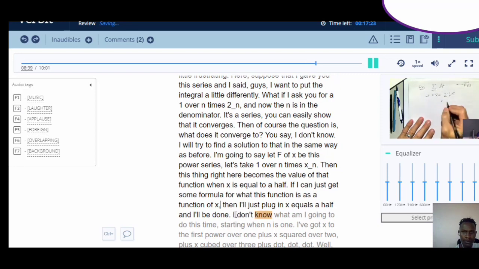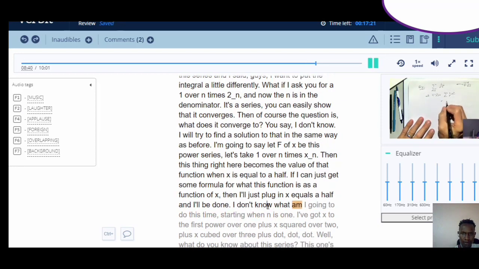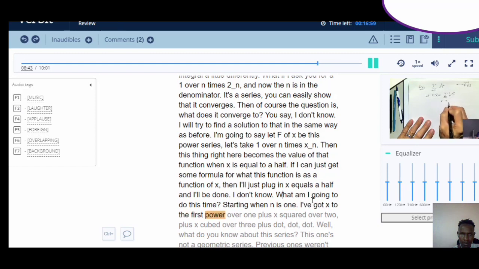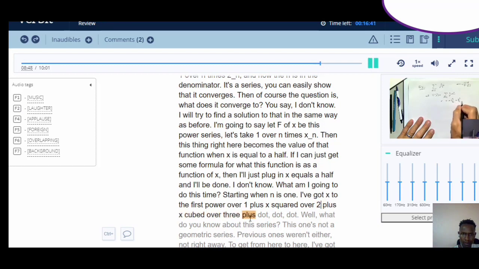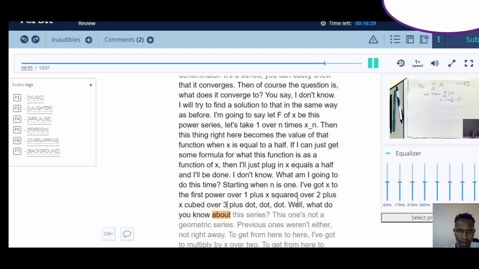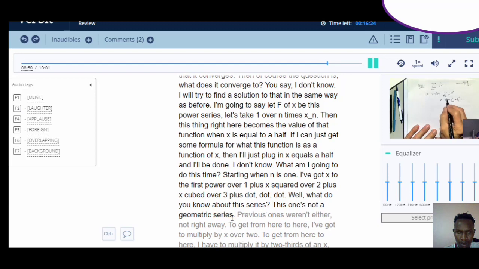So what am I going to do this time, starting when n is 1? So I've got x to the first power over 1 plus x squared over 2 plus x cubed over 3 plus dot dot dot. Well, what do you know about this series? This one's not a geometric series.